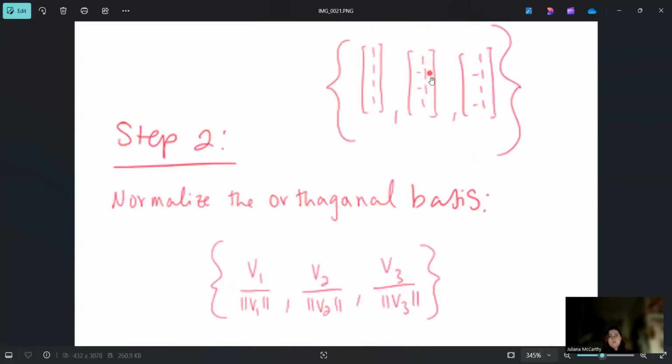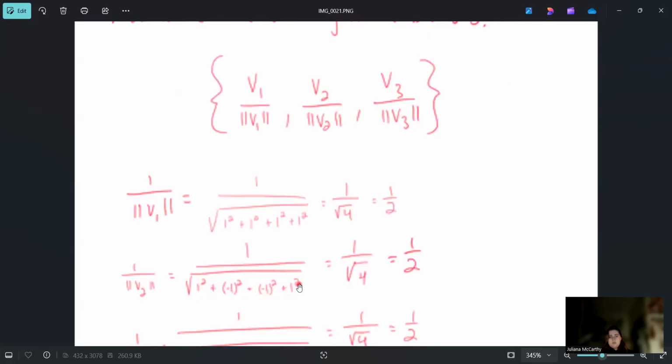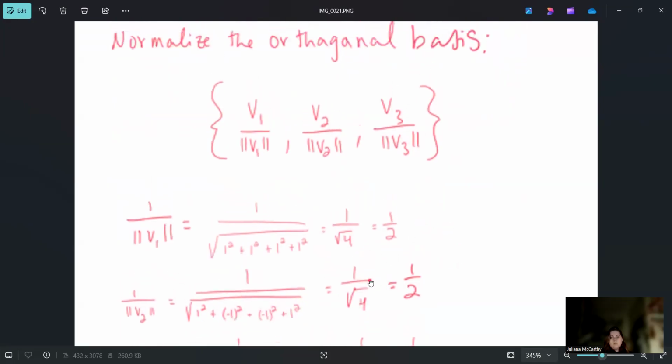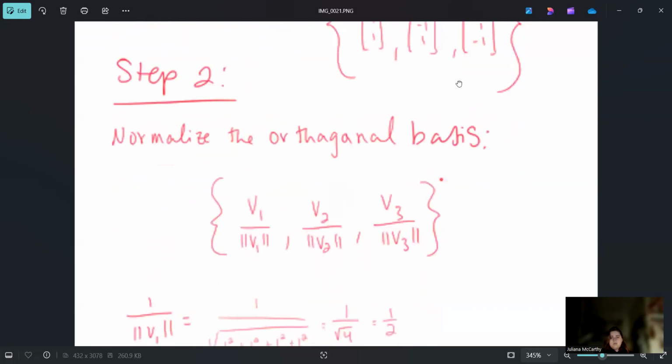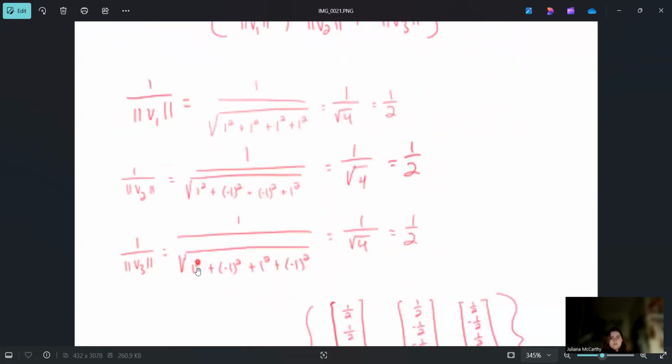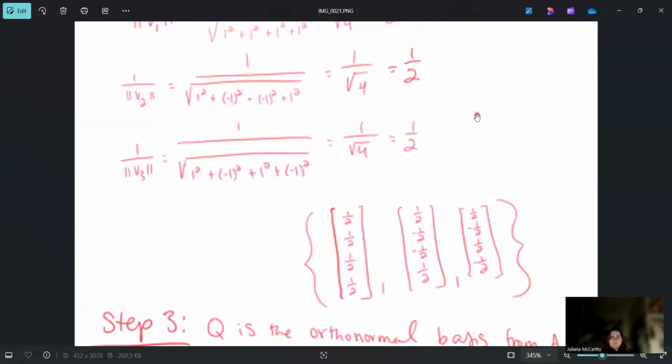And then we have 1, negative 1, negative 1, 1. Squaring each of those, adding them together under the square root, we also get 1 over the square root of 4, which equals 1 over 2. And looking at our third vector, 1, negative 1, 1, negative 1, it's the same case. 1 squared plus negative 1 squared plus 1 squared plus negative 1 squared gives 1 over the square root of 4, 1 half. So the length of all of them is 2, so we divide the vectors by their lengths.